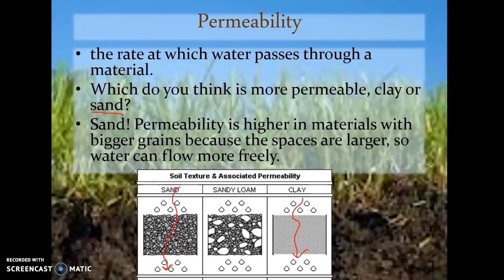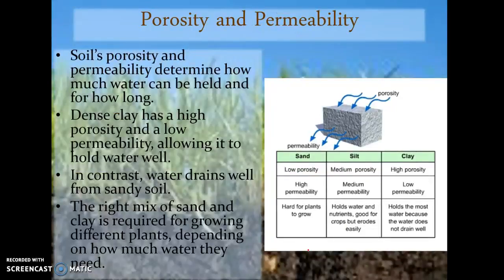And that clay, as we talked about, holds a lot of water. So porosity and permeability work together to determine how much water can be held and for how long. Dense clay, as here on the right in the chart, has a high porosity, lots of spaces between the particles, and a low permeability, which means it holds water really well because the water gets stuck in the spaces between and flows slowly. The opposite is true of sand.